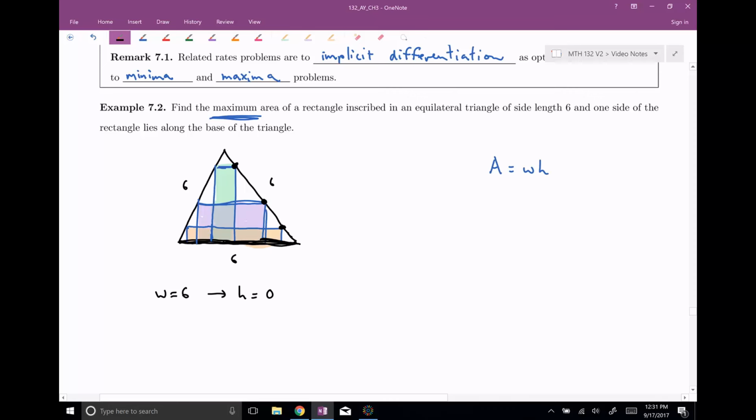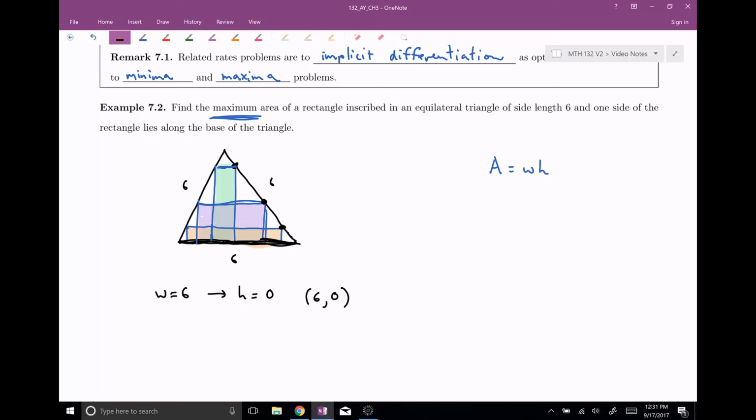Oftentimes in math, we write this in terms of a point. So you would say, if I give you 6, the output is 0. So again, width and height are related by some linear function here. If you plug in 6, then you get out 0 from that linear function.